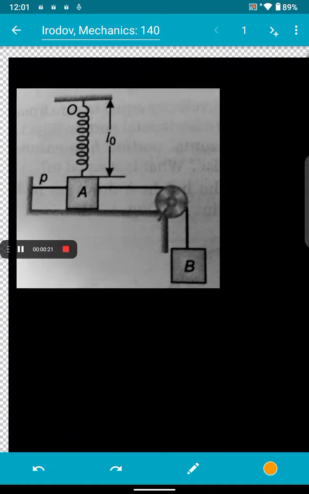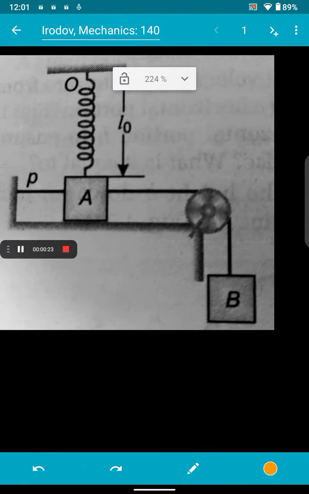These two blocks have the same mass M. This is M and this is also M. And it states that this thread PA is burned. Burned means you can imagine that this thread is no longer there. So in that case, it has been asked what will be the velocity of this block B when this block A will be lifted just above this surface.